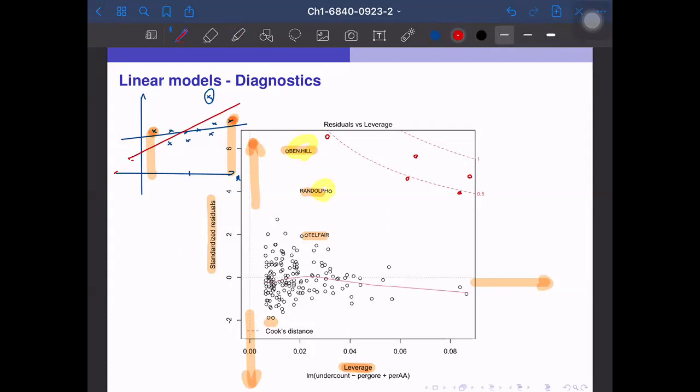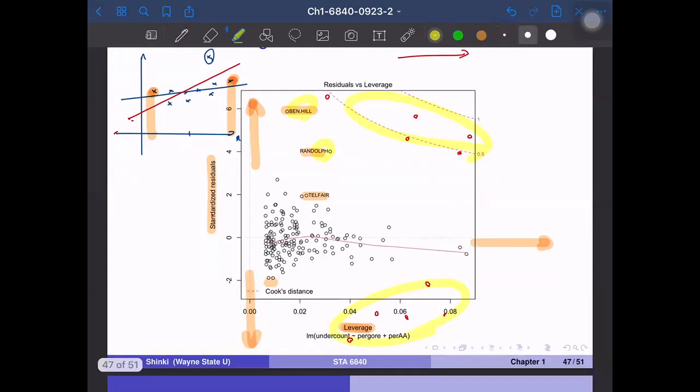Because these observations are near the right end or left end, and also error size is very large. And the other way around is true. If this is large negative value, such as around here, so these points also have very large impact on the regression line. Here, leverage basically represents the distance from the center. So the farther away the points are, the larger the leverages are.